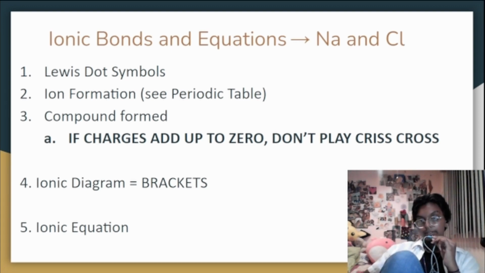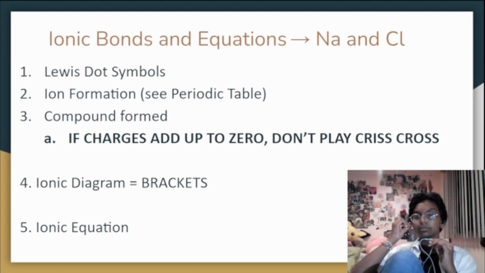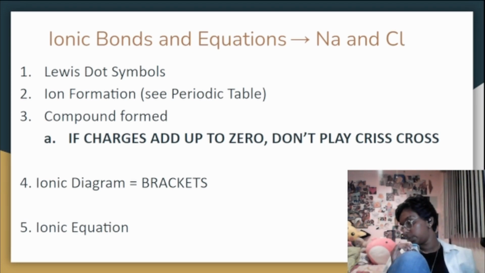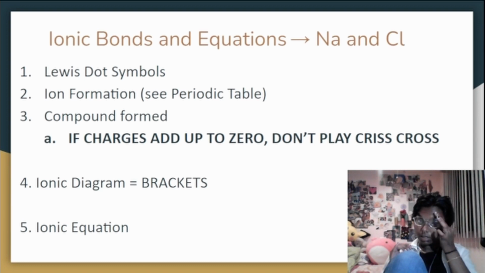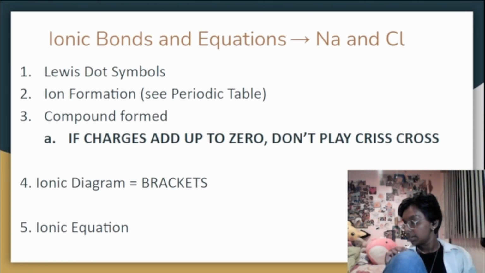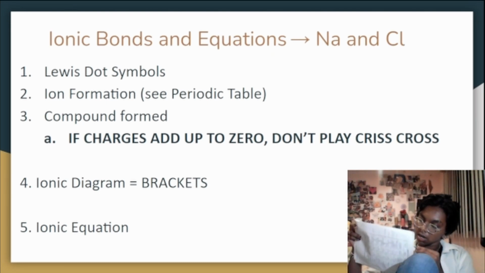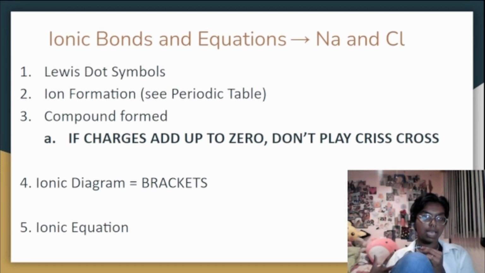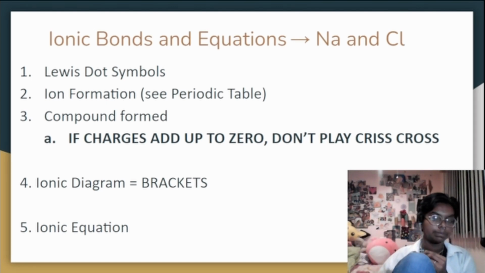So NaCl: sodium has 1 valence electron, and then chlorine has 7, right? And then Na has an oxidation state of +1, Cl has an oxidation state of -1, right? And then a compound is formed, and what it means is if the charges add up to 0, you don't play crisscross. That means +1 -1 is 0. You don't have to do the whole crisscross thing, because the formula is just going to be NaCl, right?